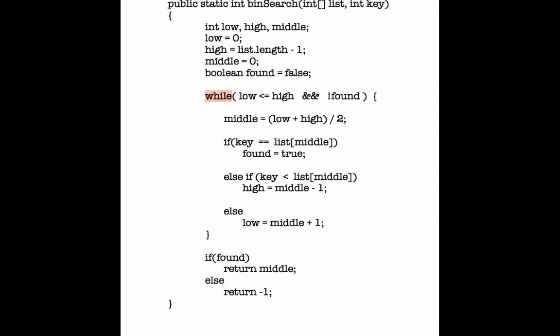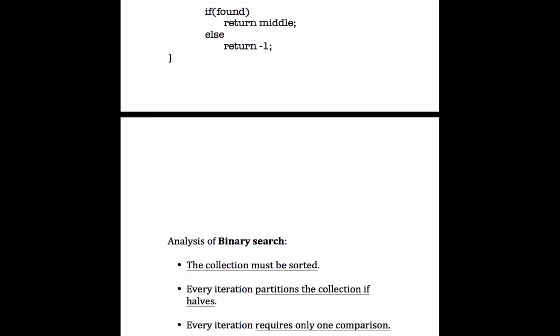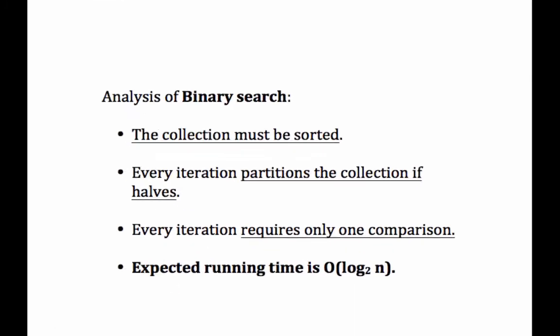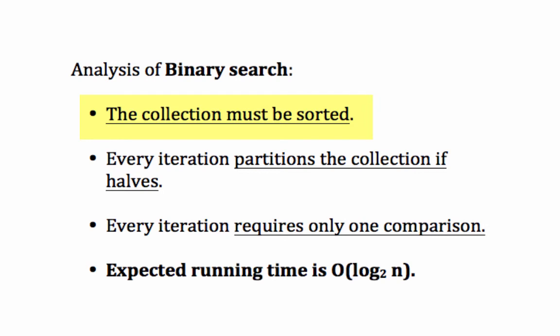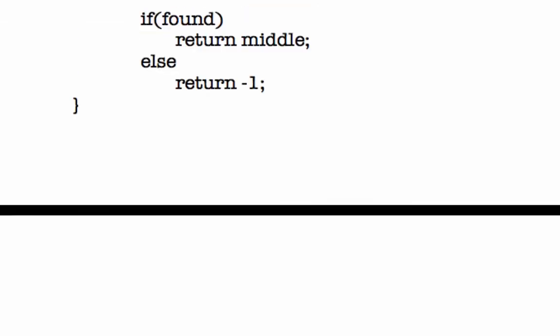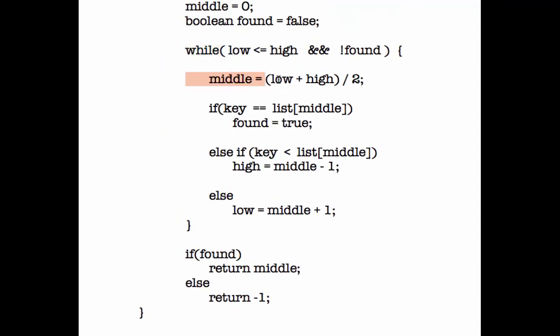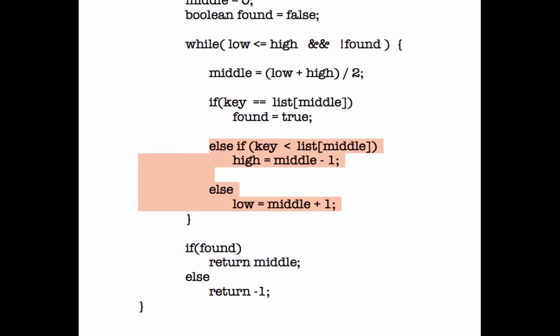And just to summarize what's happening in this code, let's go over the rules, okay? First and foremost, remember, the collection has to be sorted. The array has to be sorted so that it makes sense to talk about low and high and middle. Every iteration partitions the collection in half, and every iteration requires only one comparison. We compare to the element of the middle. After that, we simply decide which half we want, and then we repeat the process.